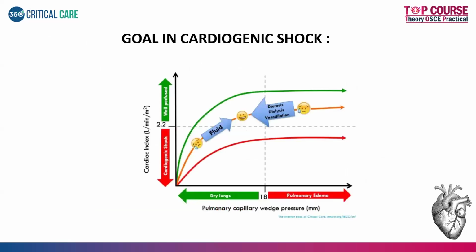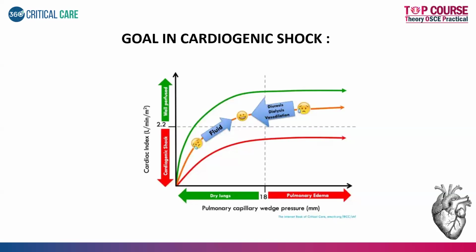So what is the goal in cardiogenic shock? What is supposed to be done? So Forrester classification is something that you guys have to know and write whenever you're asking a question. It will help the examiner know that you have understood the concept, and it will also help you treat your patients better. So whenever you have a patient in the ICU with cardiogenic shock, the goal is to get them to a Forrester class 1.